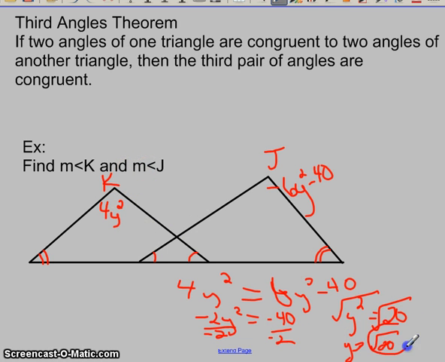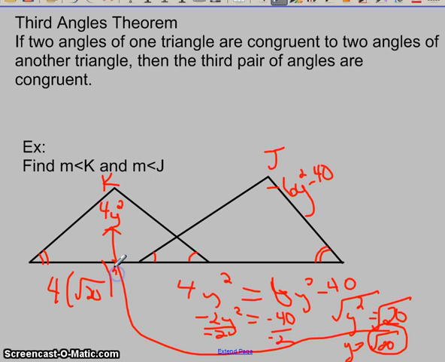Now I'm going to have to find each angle measure, so I'm going to have to plug in that radical 20 here. Well, remember that a squared and a radical undo each other. So in other words, this squared and this square root are going to cancel each other out and just leave it at 20. So then you're going to have 20 times 4, making this angle 80. Well, by that theorem right above here, if k is 80, then j is going to have to be 80 degrees also, because they've got to be the same.